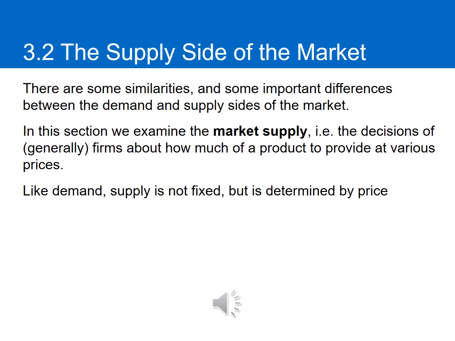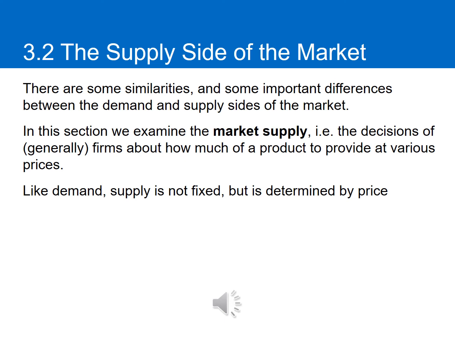In this video, we're going to be going over supply and a little bit about the equilibrium condition. There are some similarities between supply and demand, but there are also some important differences that we're going to note as we go through this section. We're going to examine the market supply, which is the decisions of firms about how much of a product to provide at various prices. This market supply is going to be the supply of all the firms combined.